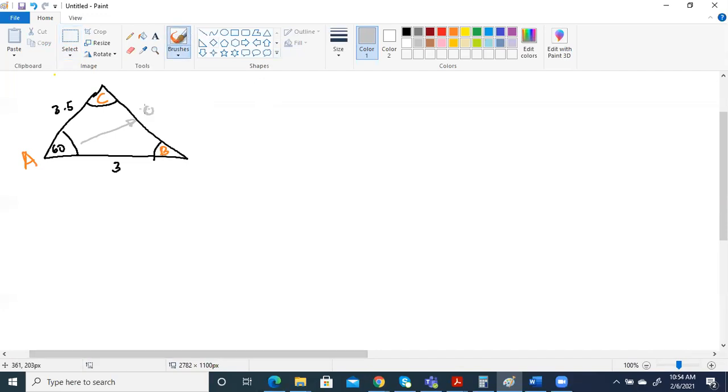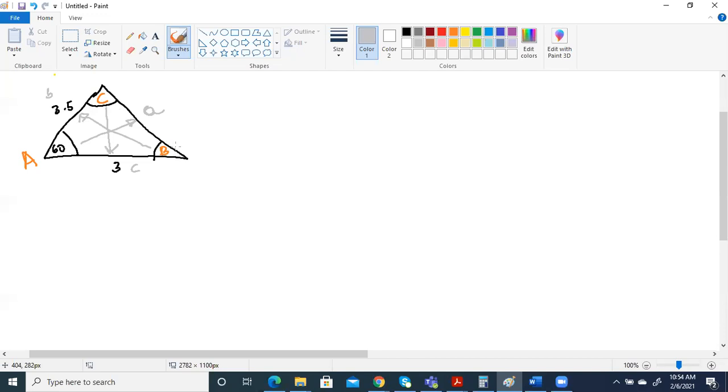So this is our small a right here, which is opposite to our angle that we labeled A. 3.5 is our side B, right? And then 3 would be our side C because it's opposite to our angle C. So we can look through the information that we have to see how to go about it. We have to find all the sides and all the angles. We need to find side A, and angles B and C.